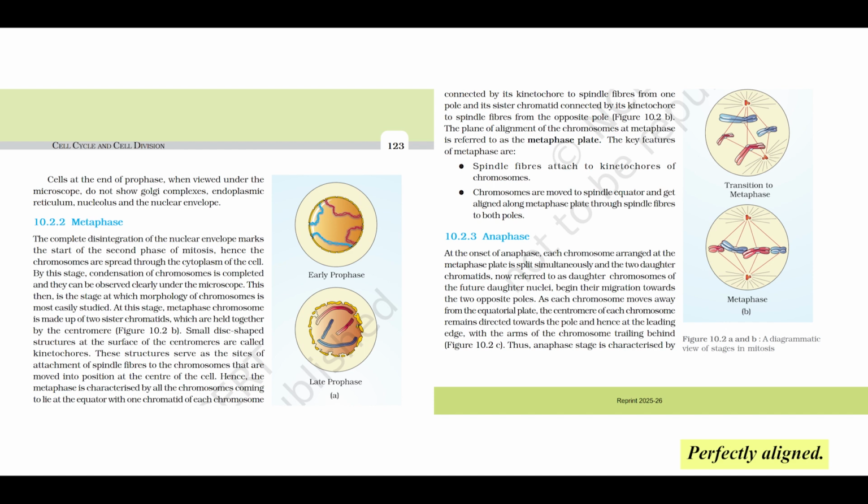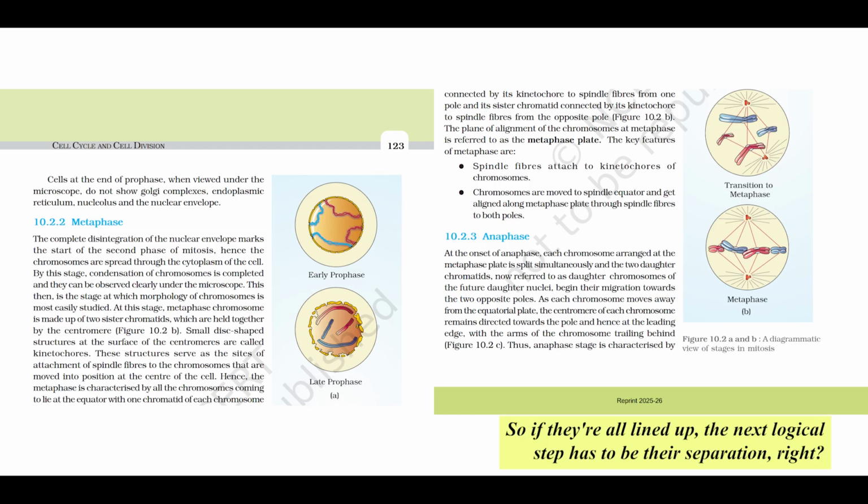Perfectly aligned. And the attachment is specific. One chromatid's kinetochore is attached to spindle fibers from one pole, and its sister chromatid's kinetochore is attached to fibers from the opposite pole. This ensures they'll be pulled apart correctly. That makes sense for equal division. So, key features of metaphase: spindle fibers attached to kinetochores, and chromosomes align at the metaphase plate, ready for separation. Okay, metaphase is alignment at the center.